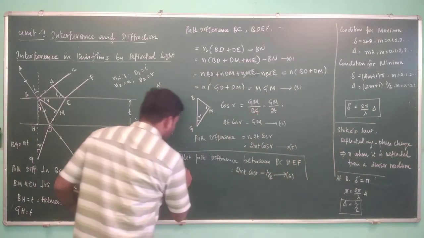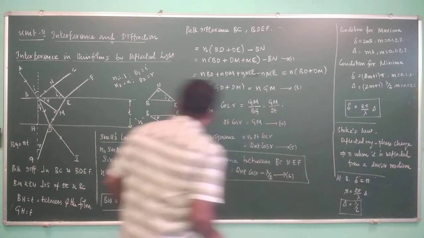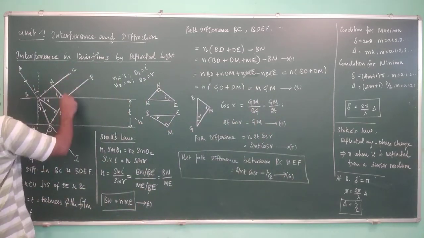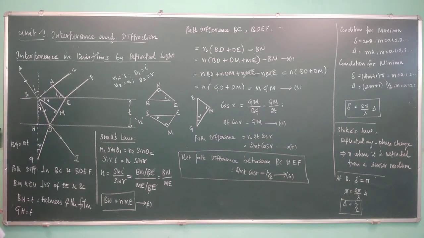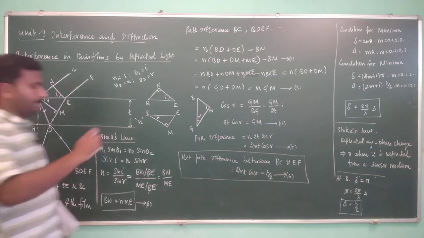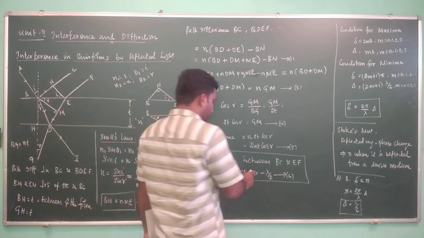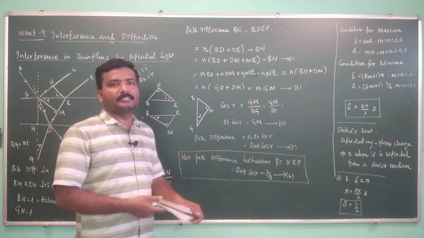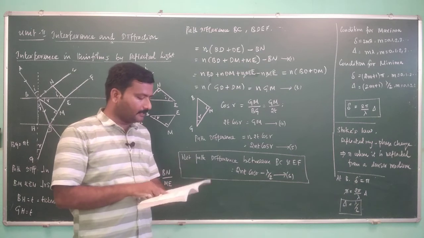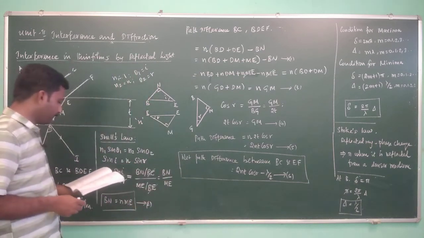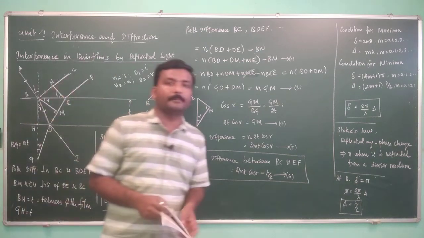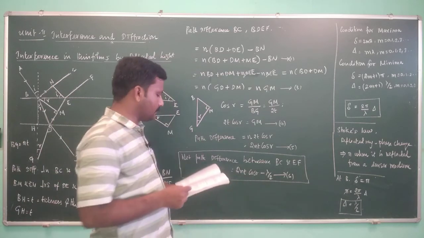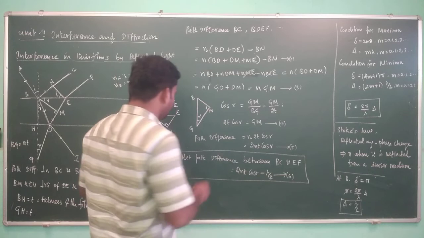So this is the net path difference between the reflected and incoming ray, I mean, the net path difference between BC and EF. Now, under which condition will we have maximum intensity, and under which condition will we have minimum intensity? That is, when does the film appear bright and when does it appear dark? That is the question, right?